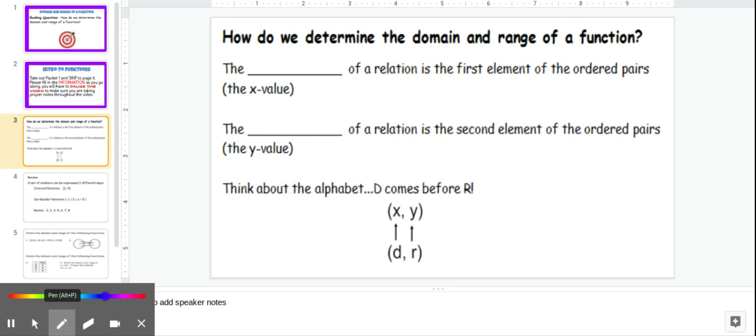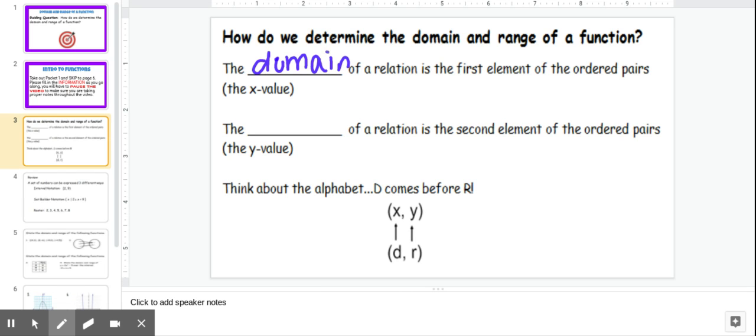On here, it says, how do we determine the domain and range of the function? So the domain is just a fancy way of saying the x values of a function. It's the first element of an ordered pair in a function, or the left-hand side of a table. The range are the second element in an ordered pair, or the y values.